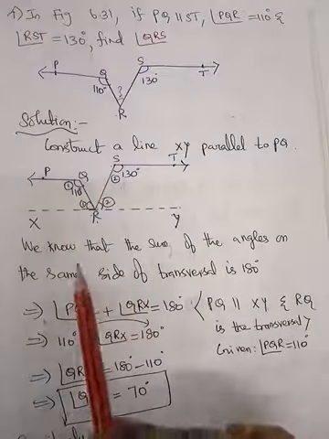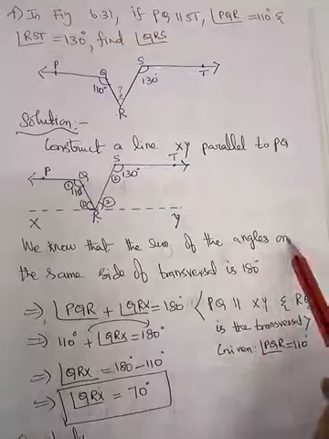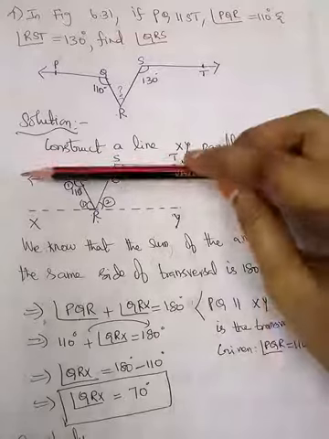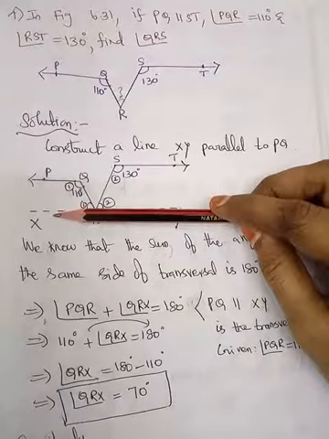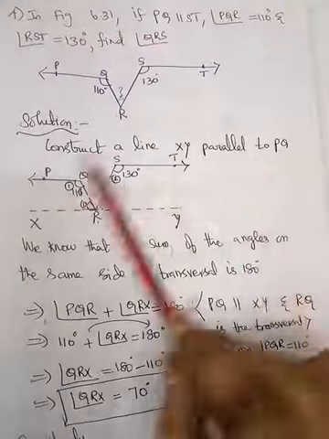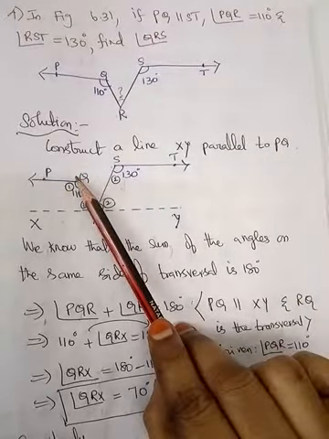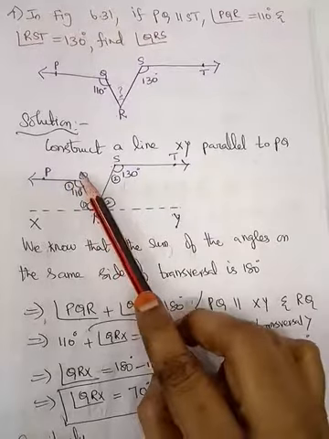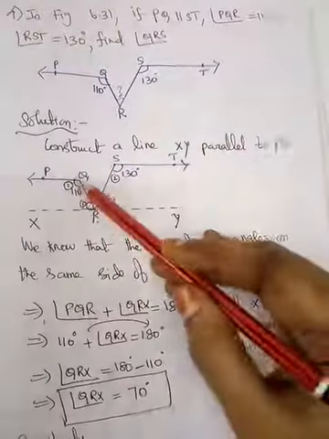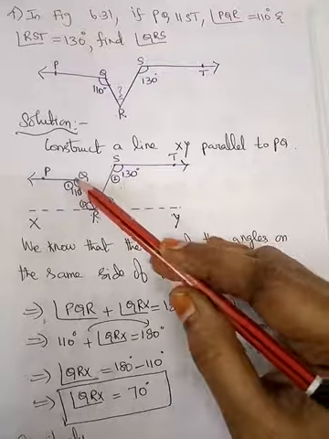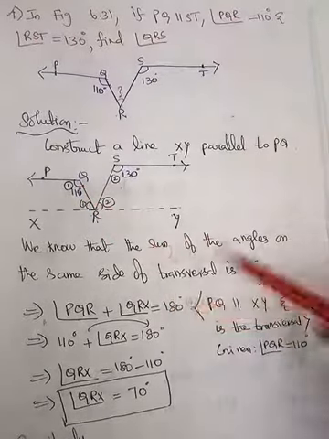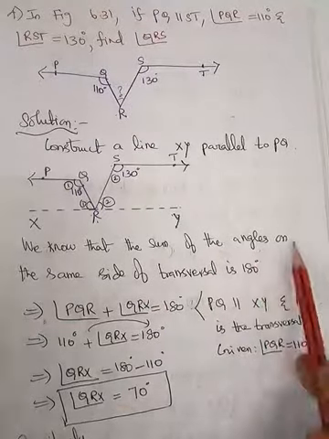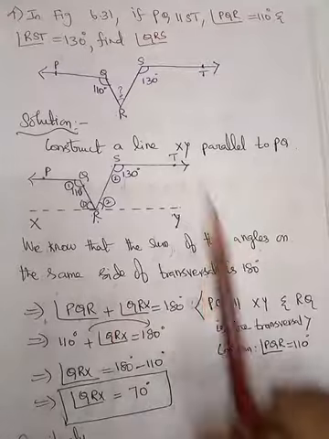What we know is the sum of the angles on the same side of the transversal is 180. Look at this: PQ is parallel to XY. These two lines are parallel lines, and this is a transversal. On the left side, you have two interior angles. Add these two angles, the answer is 180 degrees. That is the sum of the angles on the same side of the transversal.